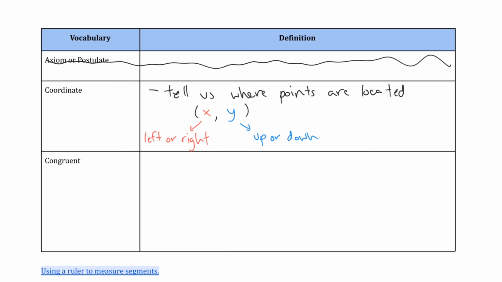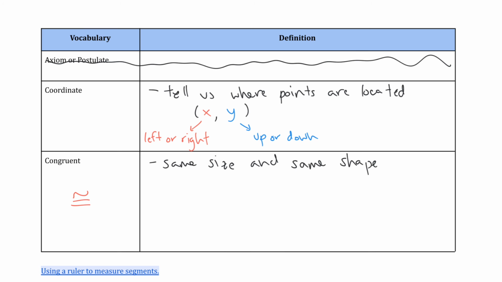All right, now one new word that we are going to add into our vocabulary is this word congruent. Now, congruent, you might see it as a symbol. It is written with an equal sign and a little squiggly on top. Technically, it's called a tilde. Here's what it means. Congruent means that your objects are the same size and same shape.